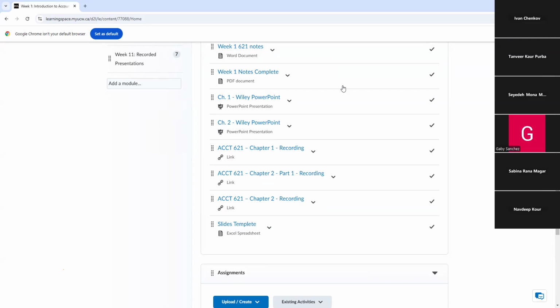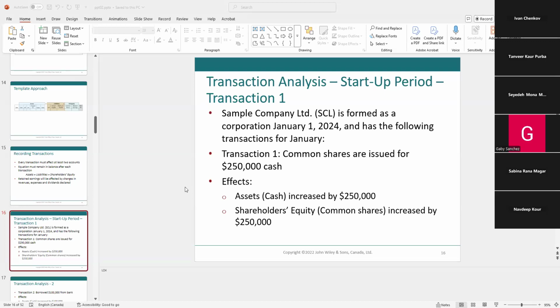And now let's go back to the slides. We should download it right now, Professor. Yes, please, download it right away. And now we're going to start working with that Excel spreadsheet.